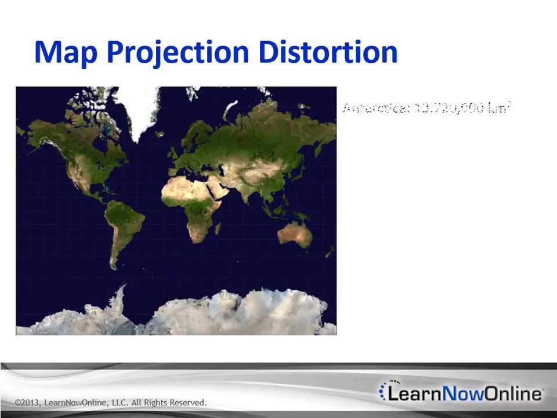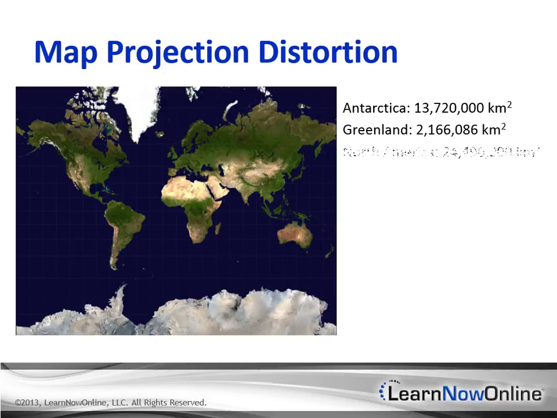Okay, but here are the sizes of those continents and islands, according to the continent and Greenland topics in Wikipedia. Antarctica is about 13 million square kilometers. Greenland is a little over 2 million square kilometers. North America is almost 25 million square kilometers. And Africa is a little over 30 million square kilometers.